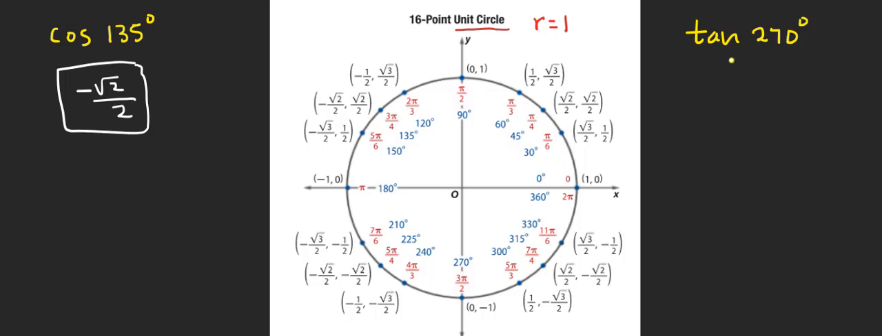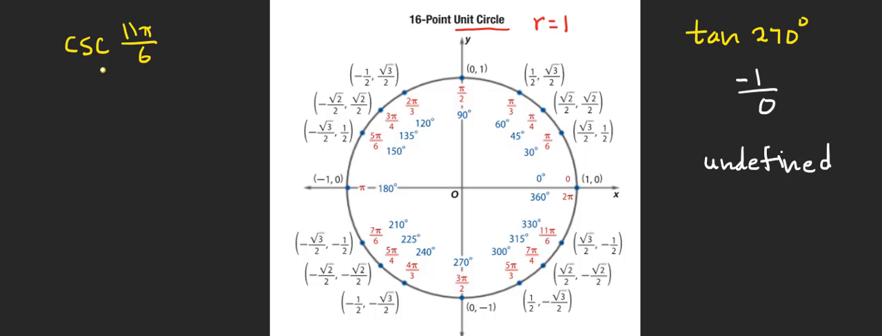Now what about tangent of 270 degrees? 270 degrees is a quadrantal angle. It's right here, and x is 0 and y is negative 1. And you know that tangent is y over x. So negative 1 over 0, which is undefined. So tangent of 270 degrees does not exist.